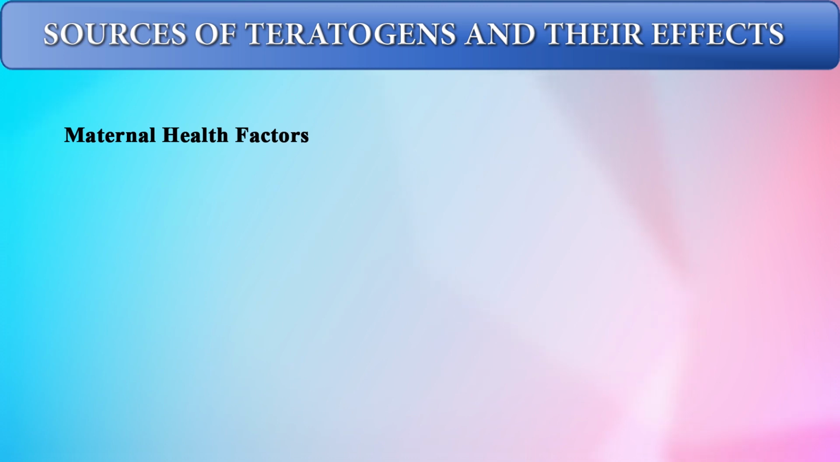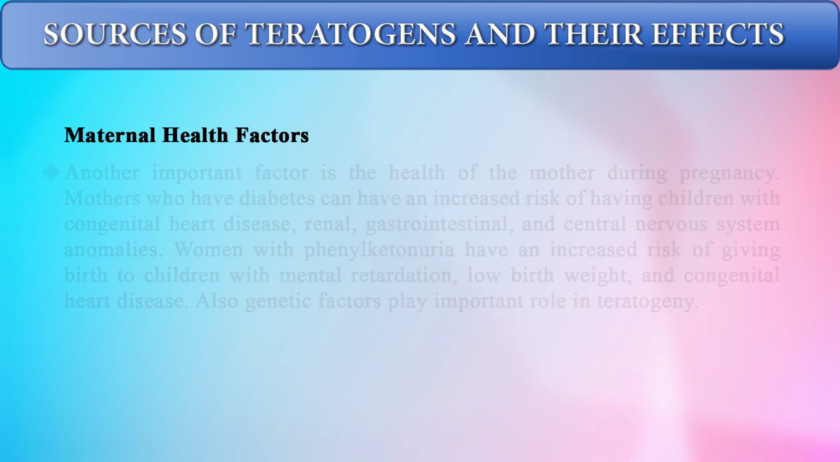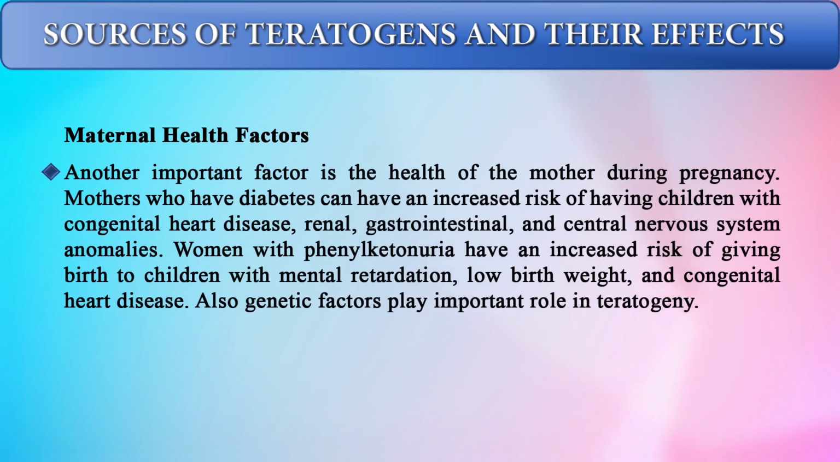Maternal health factors also play an important role. Mothers who have diabetes can have an increased risk of children with congenital heart disease, renal, gastrointestinal and central nervous system anomalies. Women with phenylketonuria, which is a biochemical and hormone disorder, can have an increased risk of giving birth to children with mental retardation, low birth weight and congenital heart disease. Therefore, genetic factors play a very important role in teratogeny.